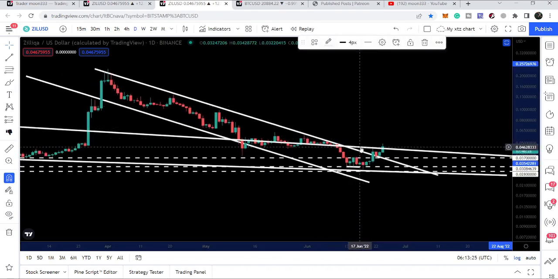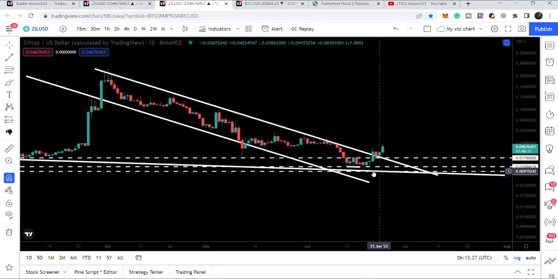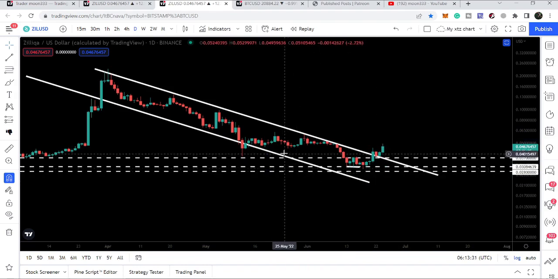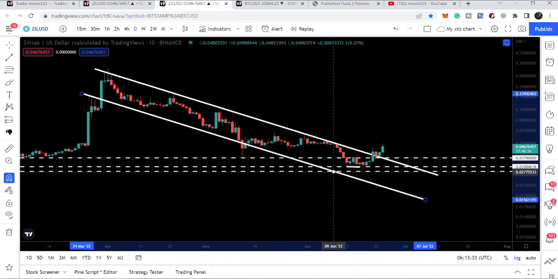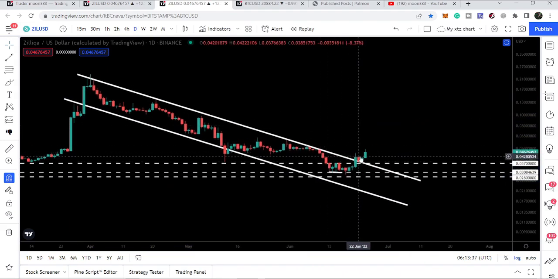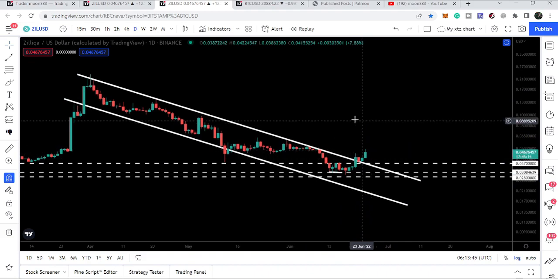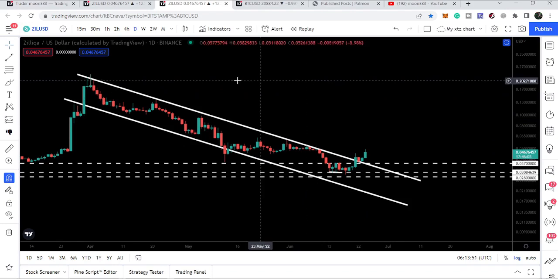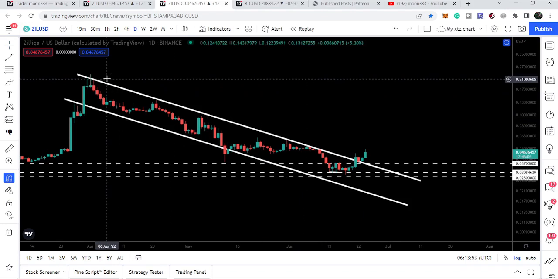Let me remove this resistance of the falling wedge, and now you can see we have this down channel formation here, and Zilliqa has broken out this resistance of the down channel, retested the previous resistance as a support, confirming this breakout, and the price line is moving up. Now, if we take a look at the target for this down channel, that is here at the top of the channel, very close to the target of the falling wedge, here we have the target at 20 cents.